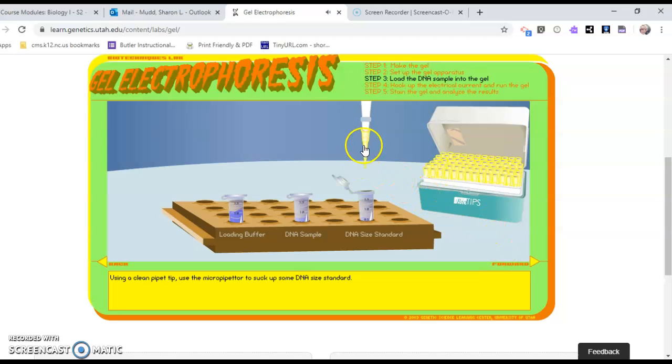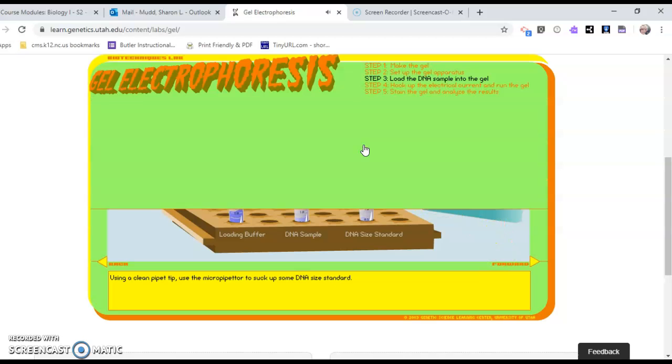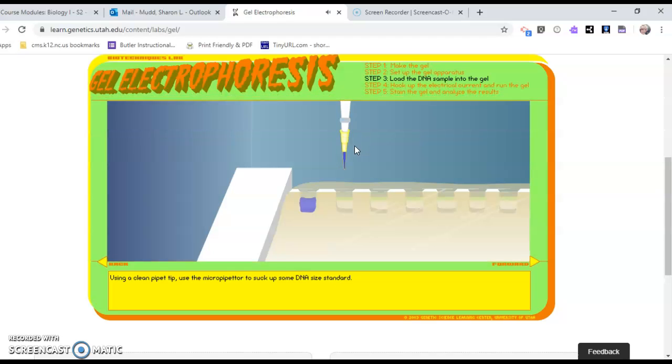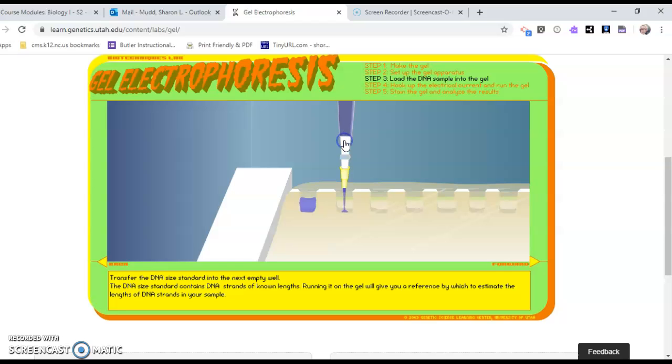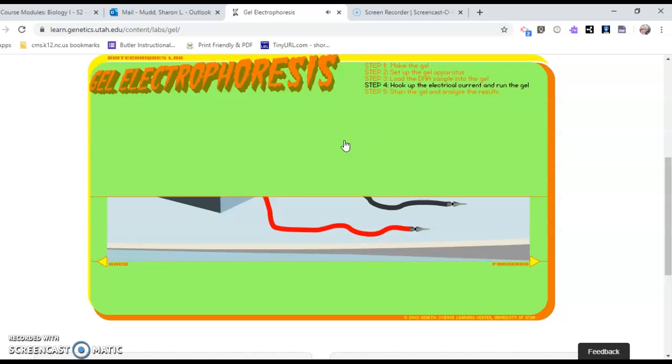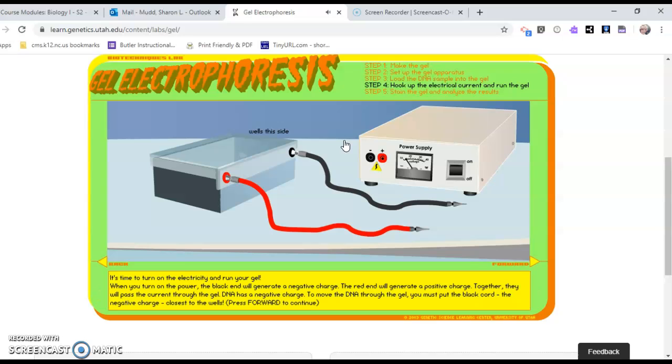Now we're going to load up some DNA standard size. Put that into the well. This gives us samples of known length to use as a reference. That's question number 8, by the way.